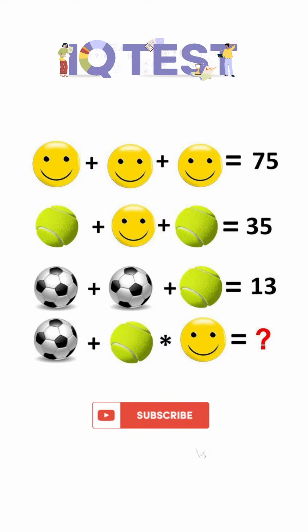So the smiling emoji multiplied by the tennis, that will be 25 multiplied by 5. So 25 times 5, that will give us 125. So 125 plus 4, that will give us 129. So you are correct. You are correct.